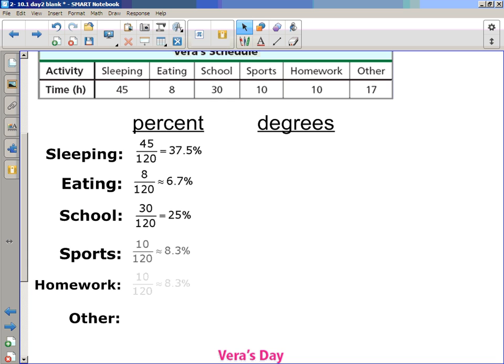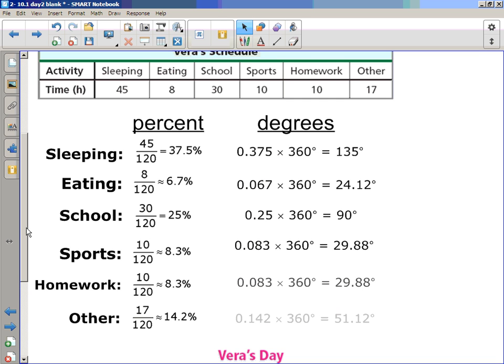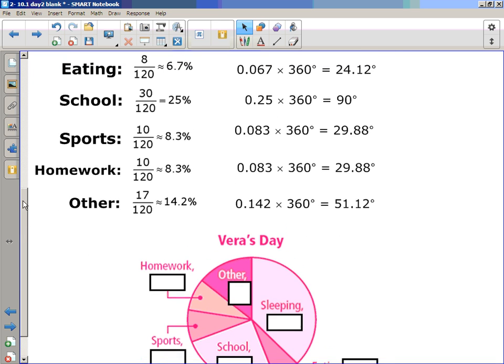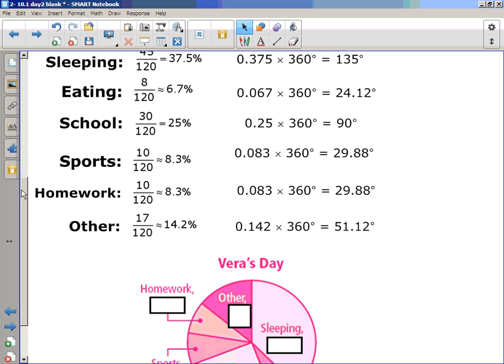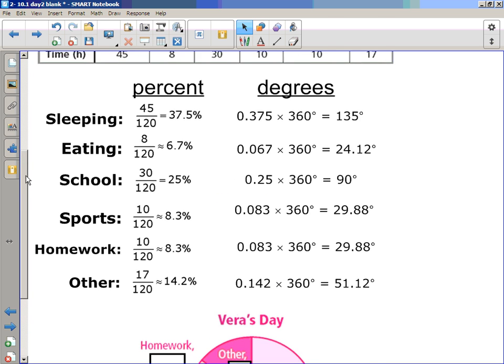If we were to add up each of these percents, we would get to 100%, not including the rounding errors. And these as degrees would just be multiplying the percent as a decimal times 360. And if we were to add up all of these as degrees, we should get 360 degrees. And visually, what I'd ask you to do is go ahead and fill in the spaces there for the circle graph. And the nice thing about this is this gives 100% of Vera's time.